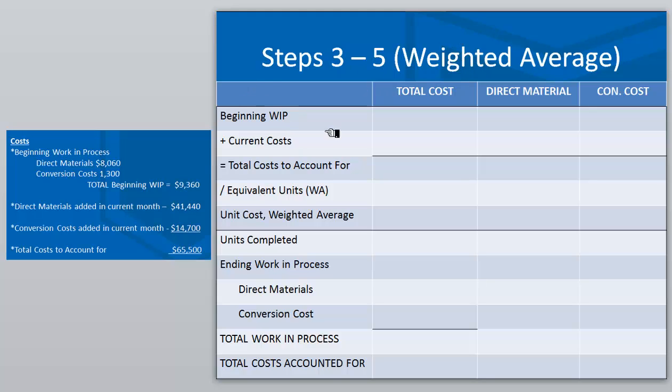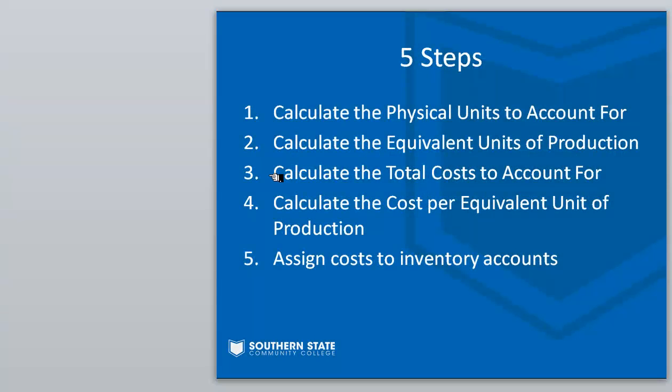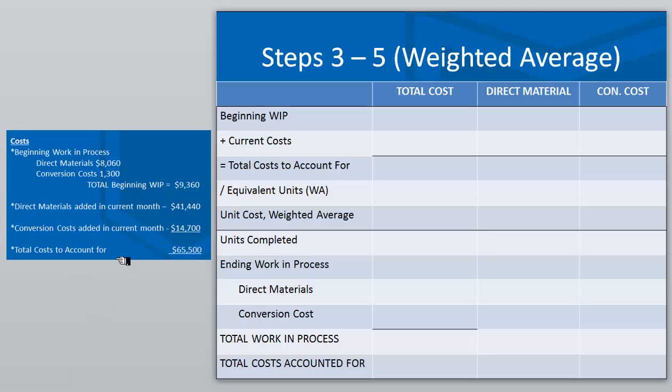Here we have steps 3 to 5, and just to refresh your memory as to what those were, step 3 was calculate the total cost to account for. Step 4 is calculate the cost per equivalent unit, and then step 5 was assign cost to inventory account. So that's what we're looking at here. So back to our problem.